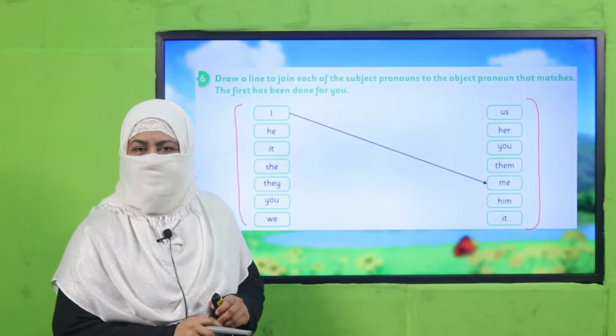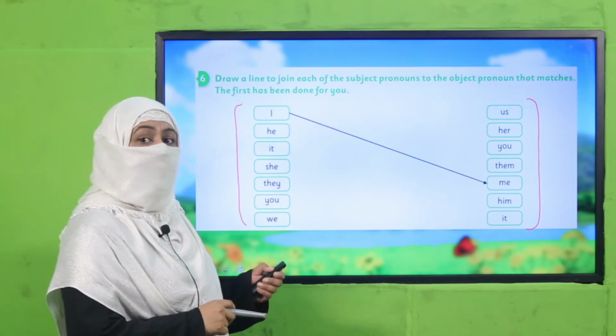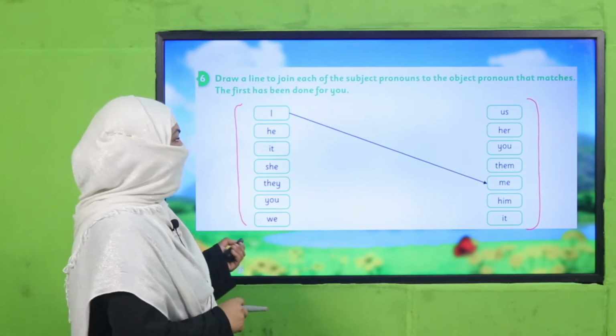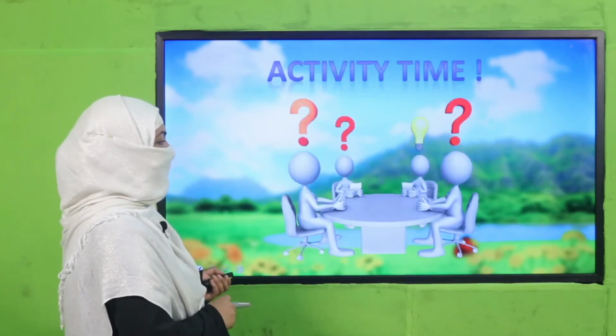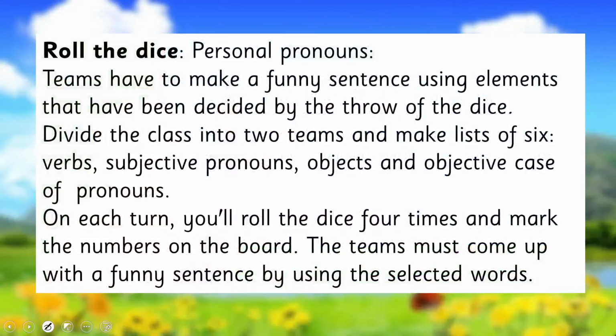Yes, my dear children, are you done with it? Good job. So are you clear with the concept? I'm going to check it through an activity, and this activity is very interesting. What are we supposed to do? First of all, the title of the activity is Roll the Dice about personal pronouns.